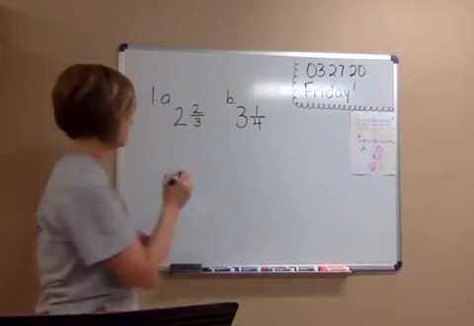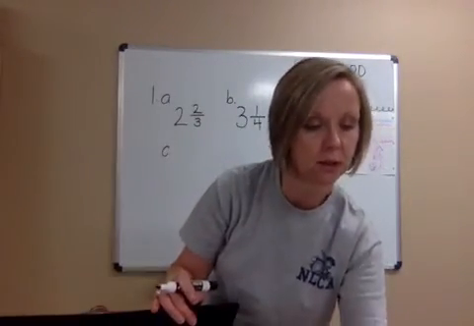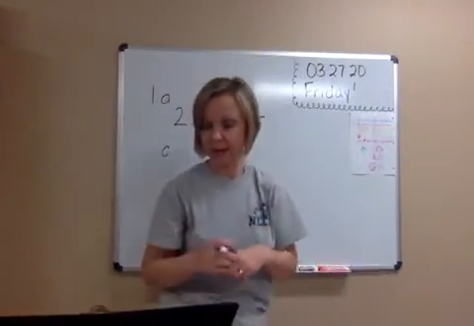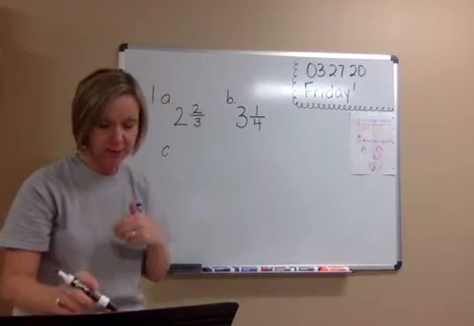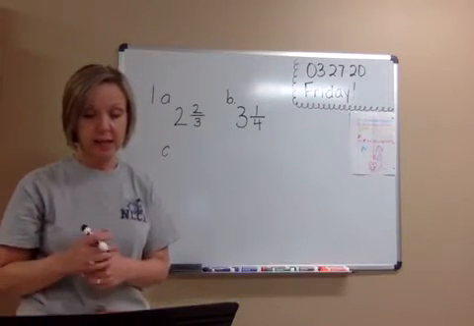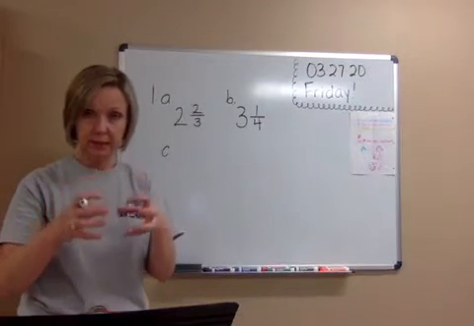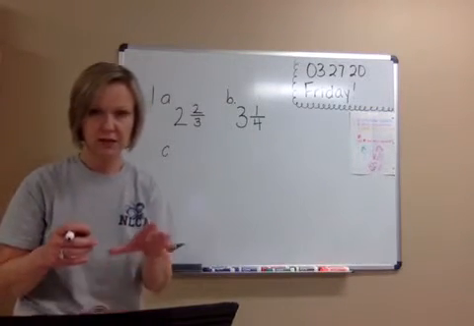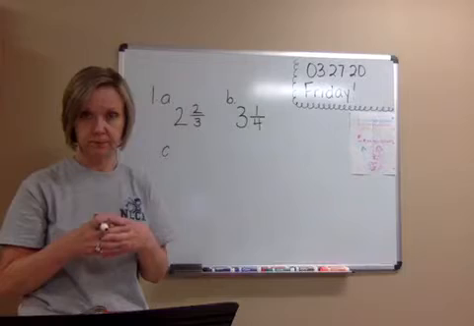All right, let's look at C. Lillian, you probably already have it filled in there, so let's go back and look at it. We have C there to figure out. How many of the shapes are completely shaded in? These are pentagons. How many of those are completely shaded in? 2. Right.